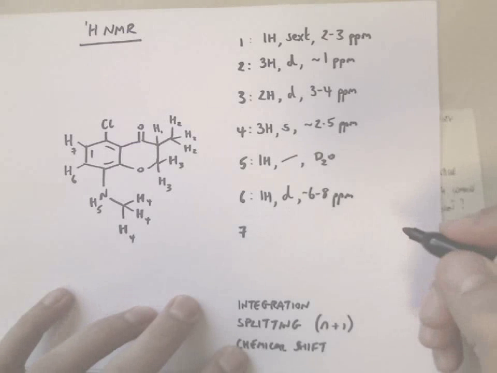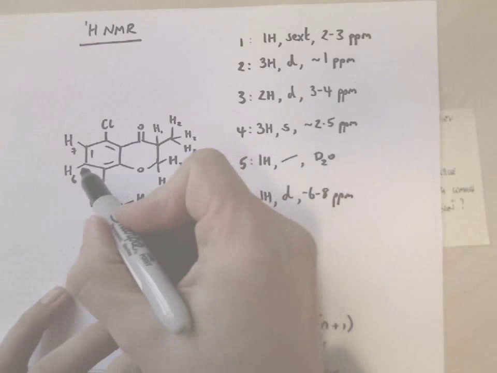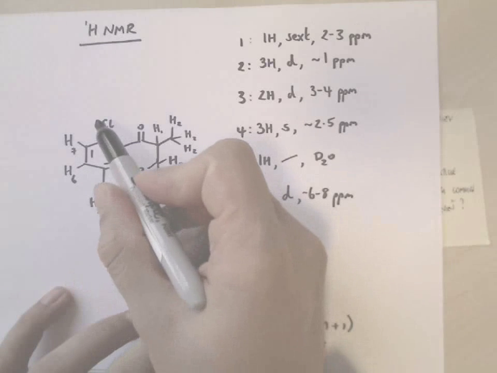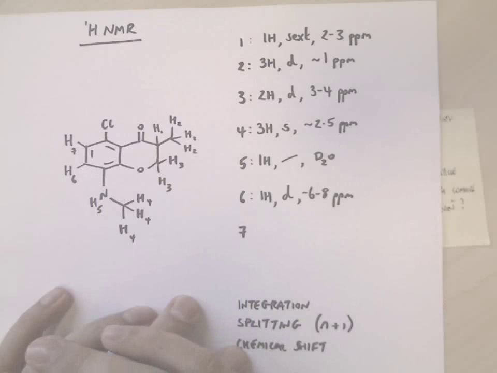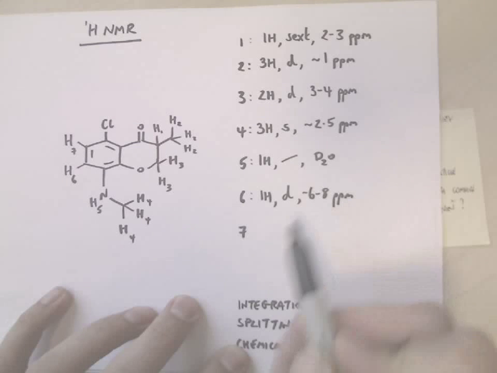But if you're asked to calculate it, you'll need to use the correlation tables that we discussed in lectures to work out the effect of these different groups in the ortho, meta and para positions. But in this case we're just going to stick to an average range of about 6 to 8.